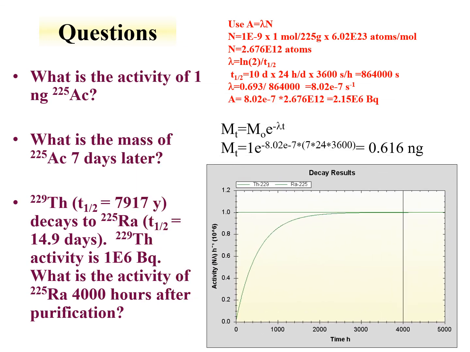So we start off with no daughters, just the thorium-229. It starts decaying, and at 4,000 hours after the purification, it's reached equilibrium. So we see that the radium grows in, and you can determine that at this point the activity of the radium is equal to the activity of the thorium. So it's a parent-daughter relationship. And we solved this using the ERG program.